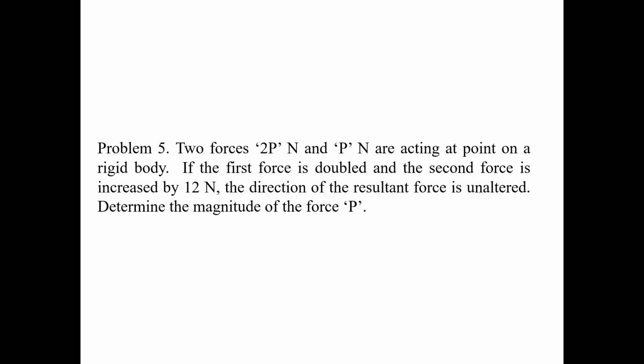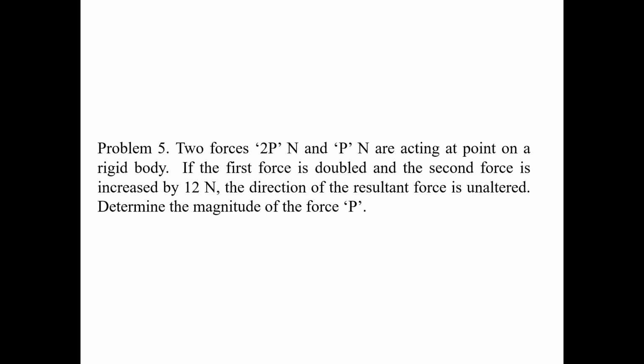In that first sentence, they have given only the magnitudes of force F1 and force F2. What is F1? 2p Newton. What is F2? p Newton. But in that first sentence, they have not given the angle between F1 and F2. They have given only the magnitudes. First force is 2p Newton. Second force is p Newton. But they have not given the angle between the two forces.